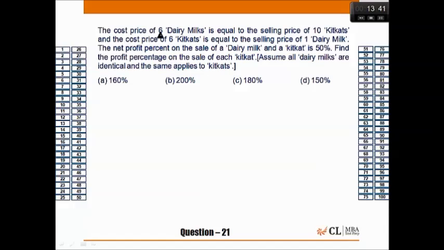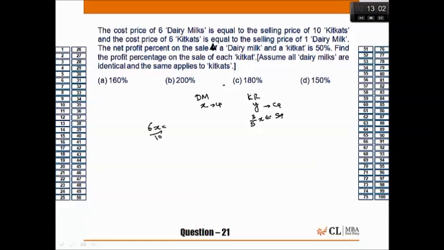The cost price of 6 dairy milk. Okay, dairy milk, let's say cost price is X, and the Kit Kat, let's say cost price is Y. The cost price of 6 dairy milk is equal to the selling price of 10 Kit Kats. So the selling price of 1 Kit Kat will be 3 by 5 times X.